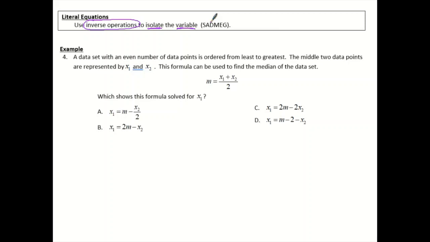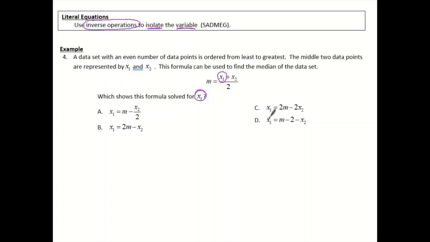So example 4 says, a data set with an even number of data points is ordered from least to greatest. The middle two data points are represented by x1 and x2. This formula can be used to find the median of the data set. So they give you a lot of information there, but they're really just asking, based on this formula, which shows this formula solved for x sub 1. So they want to know, here's this formula. Okay, I want to know what it would look like if x sub 1 was on the side with the equals. So if you notice, all your answer choices have x sub 1 equals.